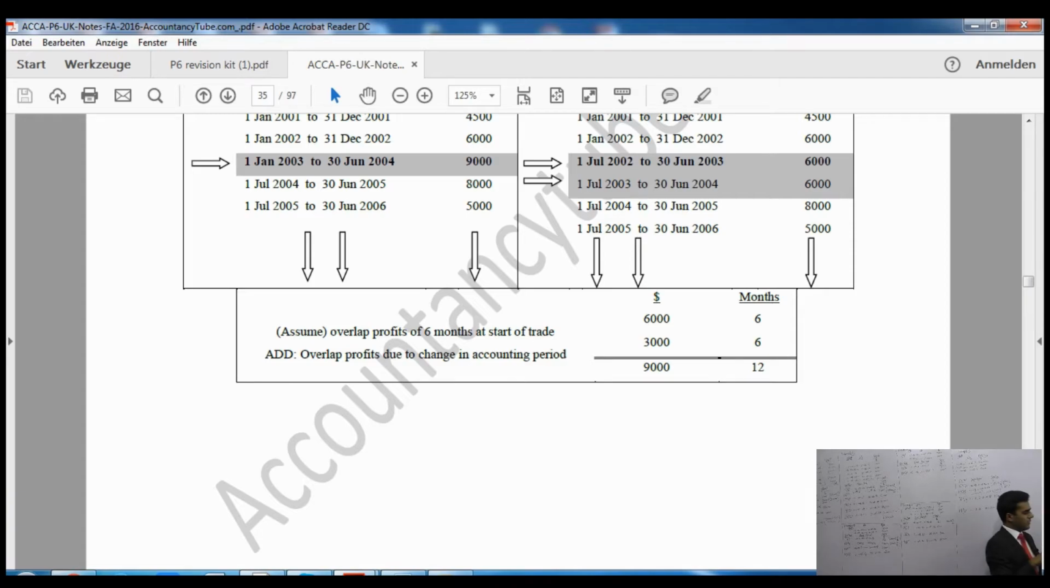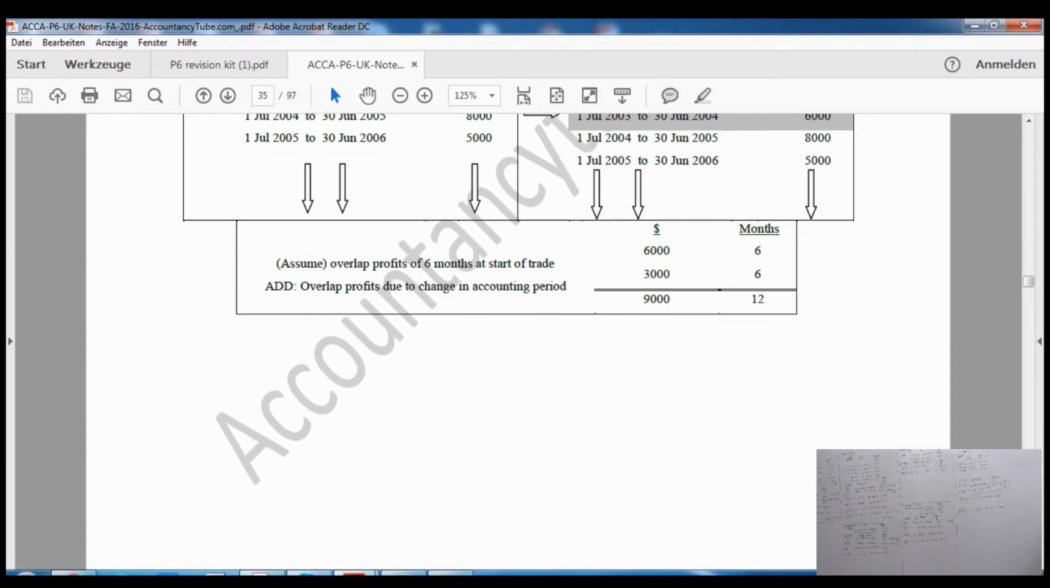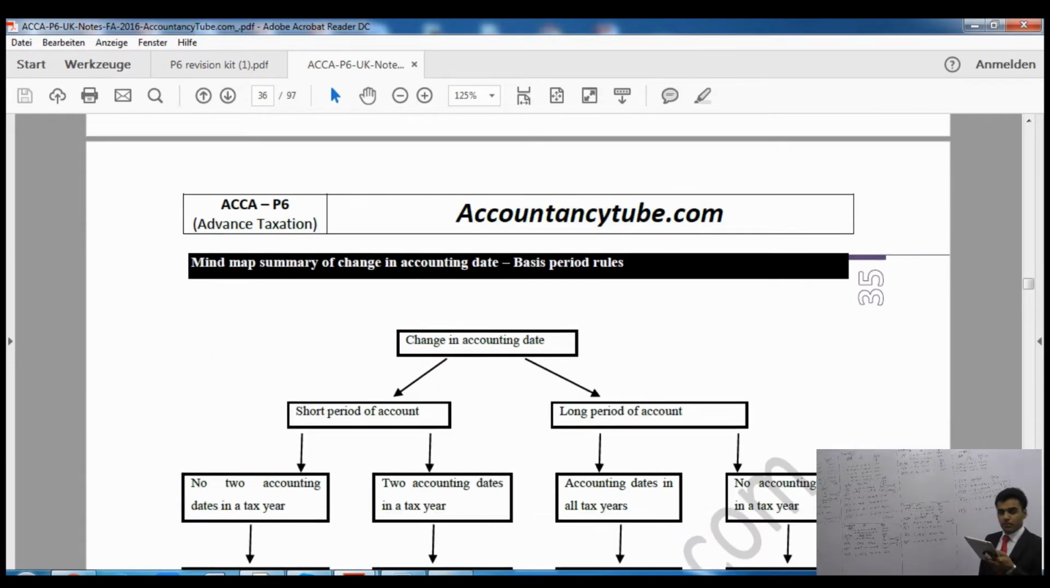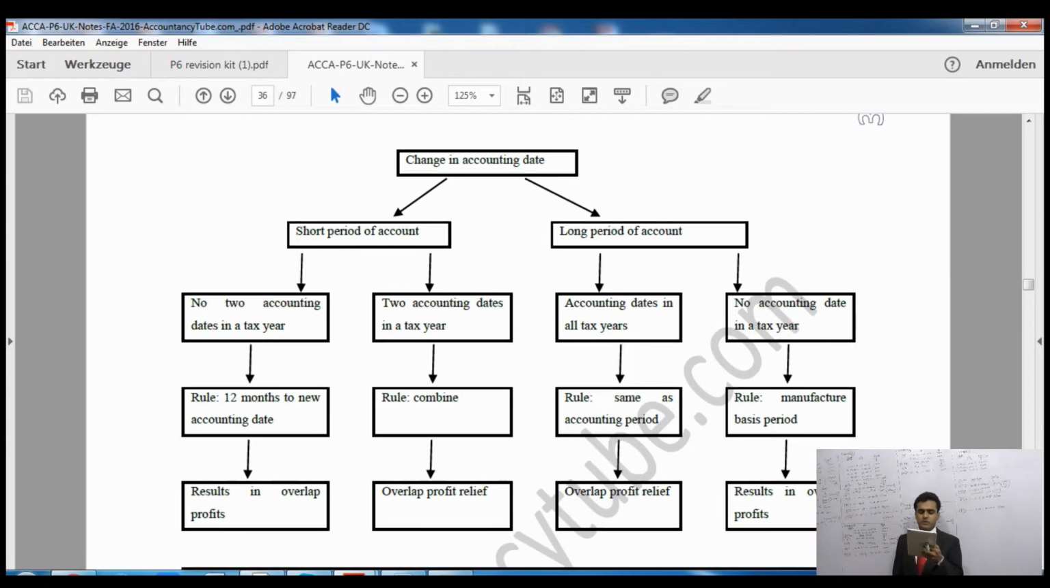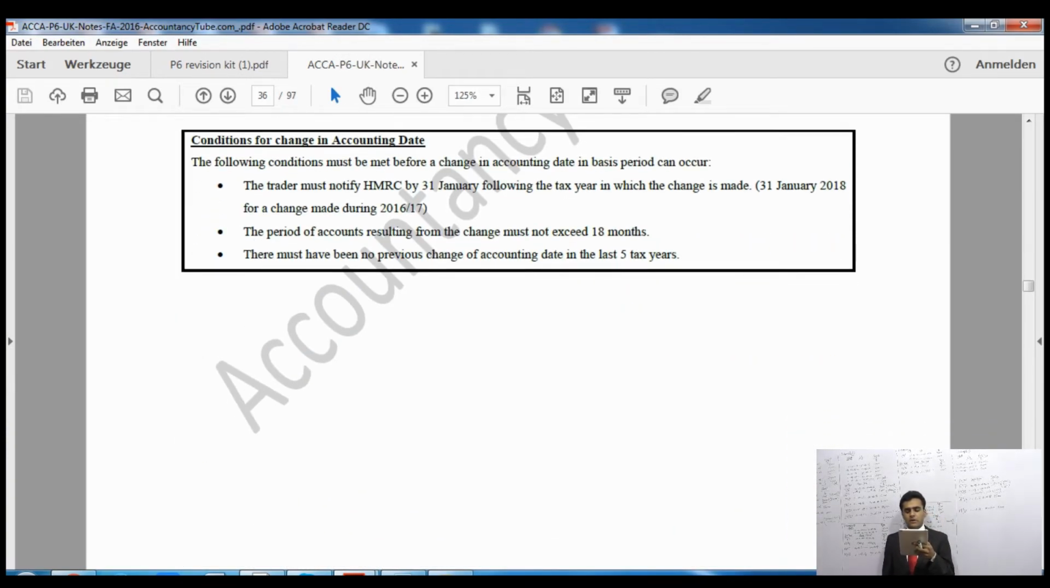Just look at the conditions which we must adhere to when we're making a change in the accounting date. The following conditions must be met before a change in accounting date is made. The trader must notify HMRC by 31st January following the tax year in which the change is made. So for our current tax year, we must inform by 31st of January 2018. The period of account resulting from the change must not exceed 18 months. So the maximum it can go to is 18 months.